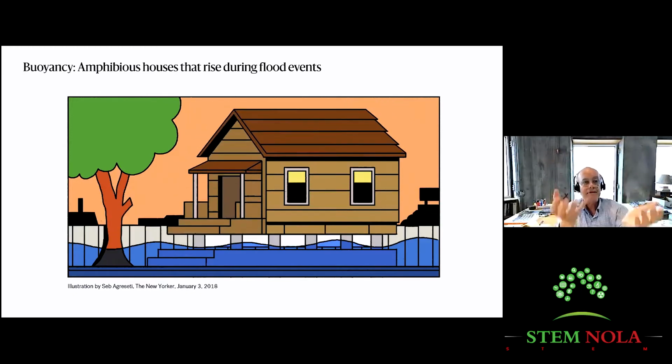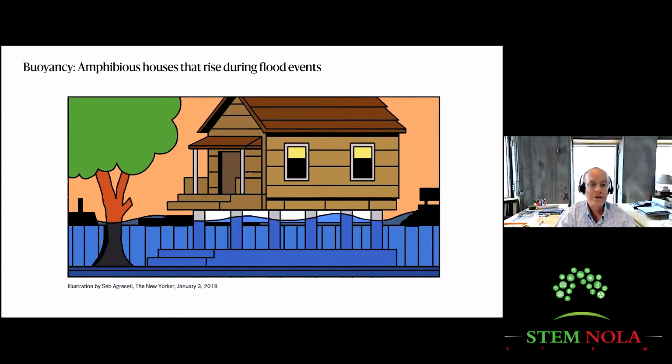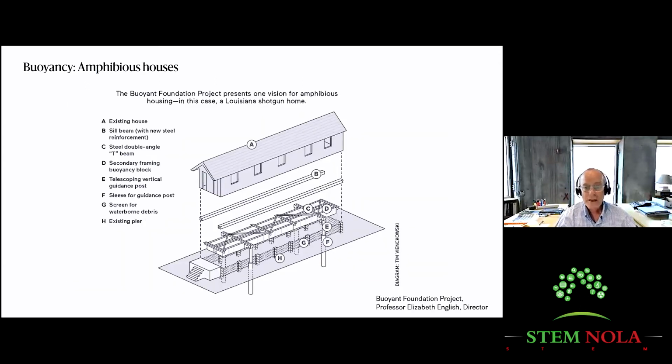A frog is an amphibian. It spends part of its life in the water, part of its life on the land. What if our houses could be amphibious? And so there's a whole project being done for all kinds of different countries, different parts of America and around the world, to make houses that can float, that can be amphibious. Led by this project called the Buoyant Foundation Project that Elizabeth English drives.